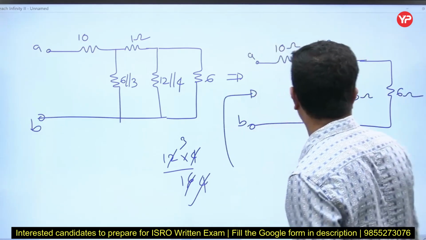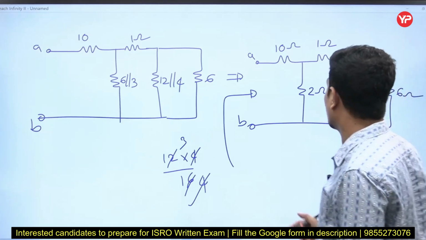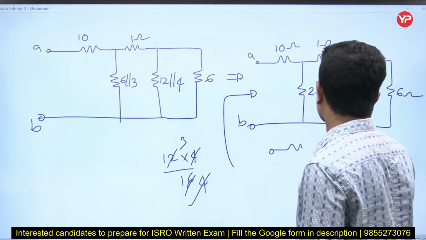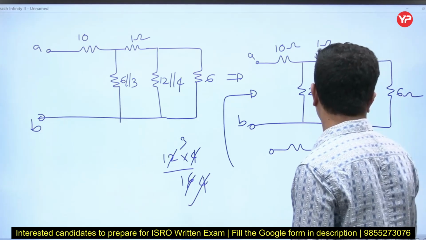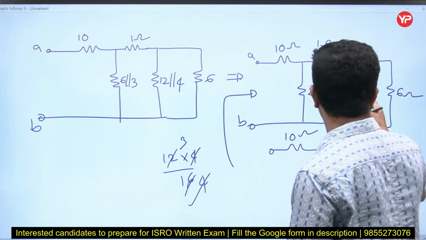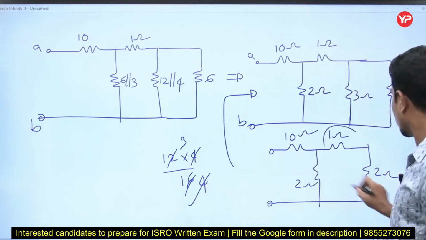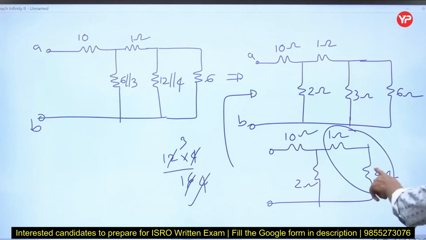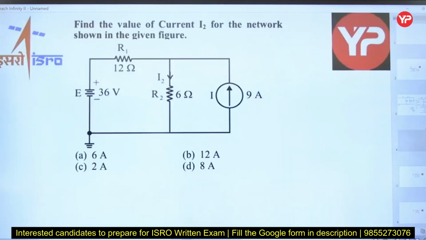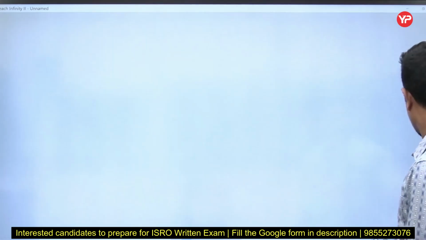Now observe from here, again this 6 is in parallel with 3, that will become 2 ohms. Now RAB will be, this is 10 ohm, this is 2 ohm, this is 1 ohm, this is again 2 ohm. This 2 in parallel is in series with 1, that is 3. So 3 in parallel with 2 plus 10 will be the answer, right?